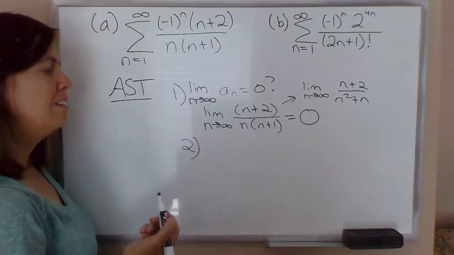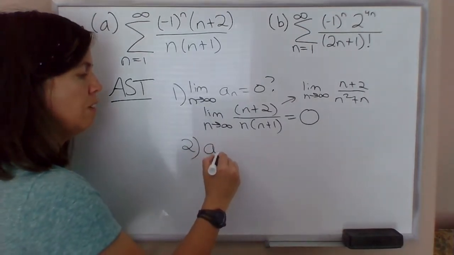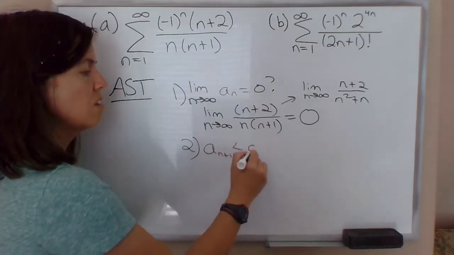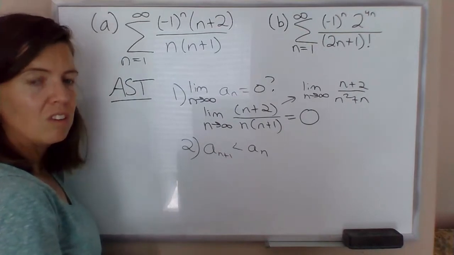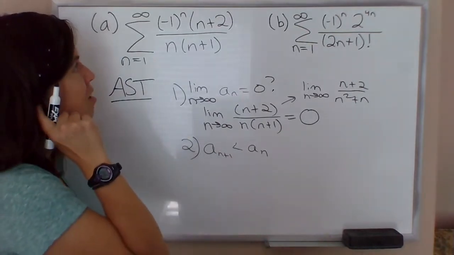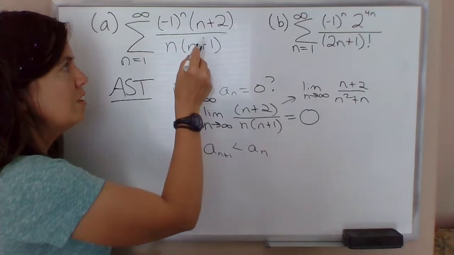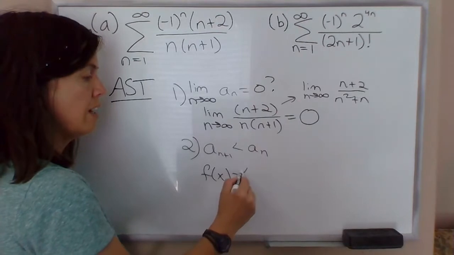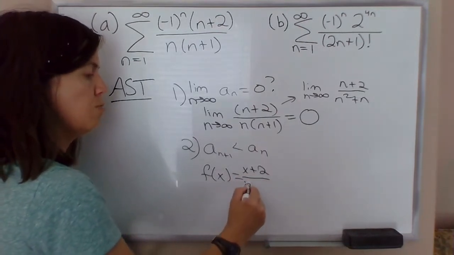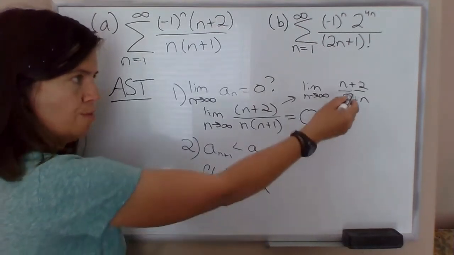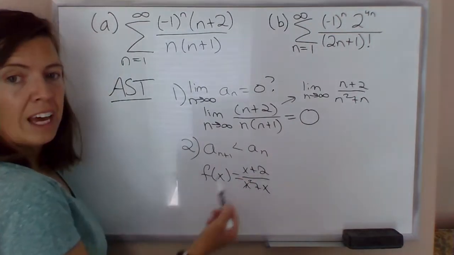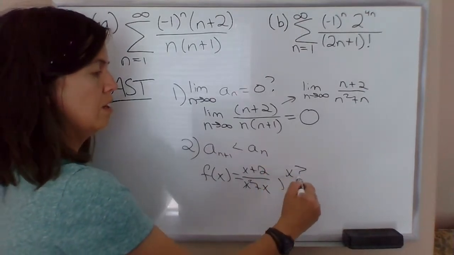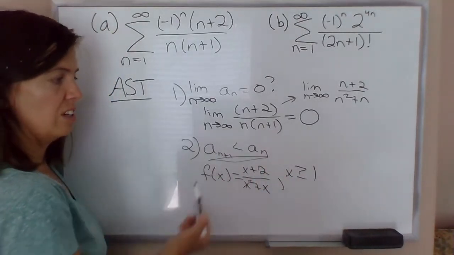The other bit, I don't want to get too buried trying to prove this to you, but we have to prove that it's a decreasing sequence, or that the terms are decreasing. So a_(n+1) is always less than a_n. One way to do that would be to write this as a function of x, (x plus 2) over (x squared plus x), take the derivative of that and show that the derivative is always negative when x is greater than or equal to 1. That's one way to prove this condition here.